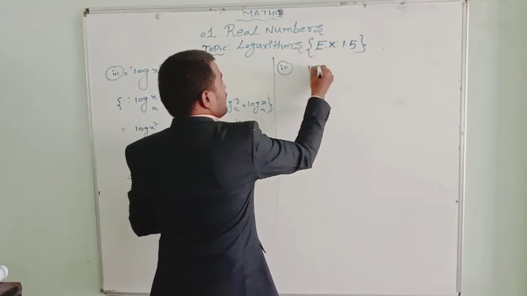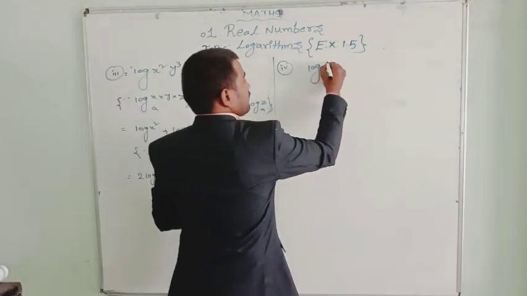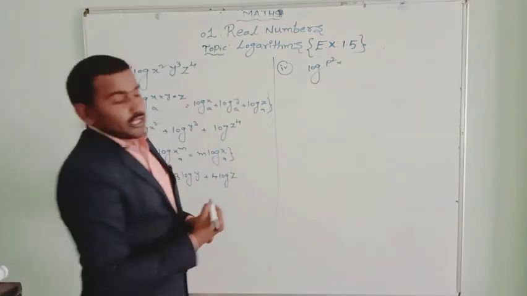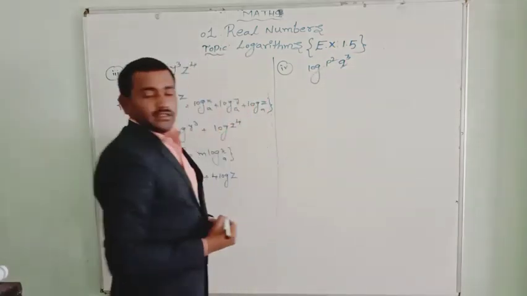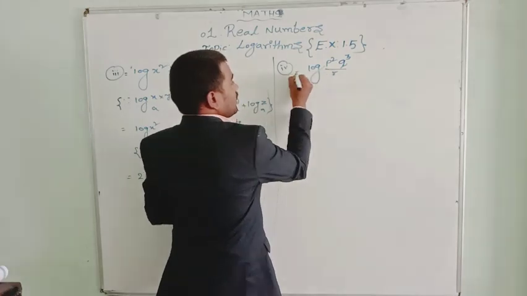log p square into q to the power of 3 by r. This is the question.